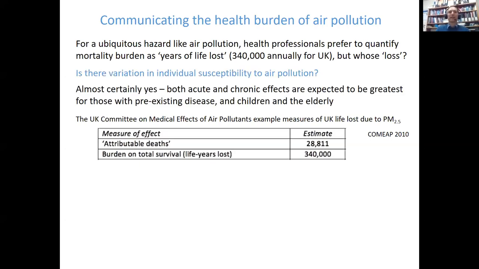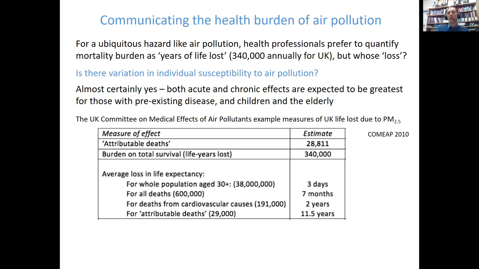Because this raises an issue I've already raised: is there variation in individual susceptibility to air pollution? Intuitively, and indeed the evidence suggests, yes, of course one does expect variability in individual susceptibility to air pollution. Both acute and chronic effects are expected to be greatest for those with pre-existing disease, children and the elderly, and so on. So these are more vulnerable people compared to more healthy, younger and middle-aged people.